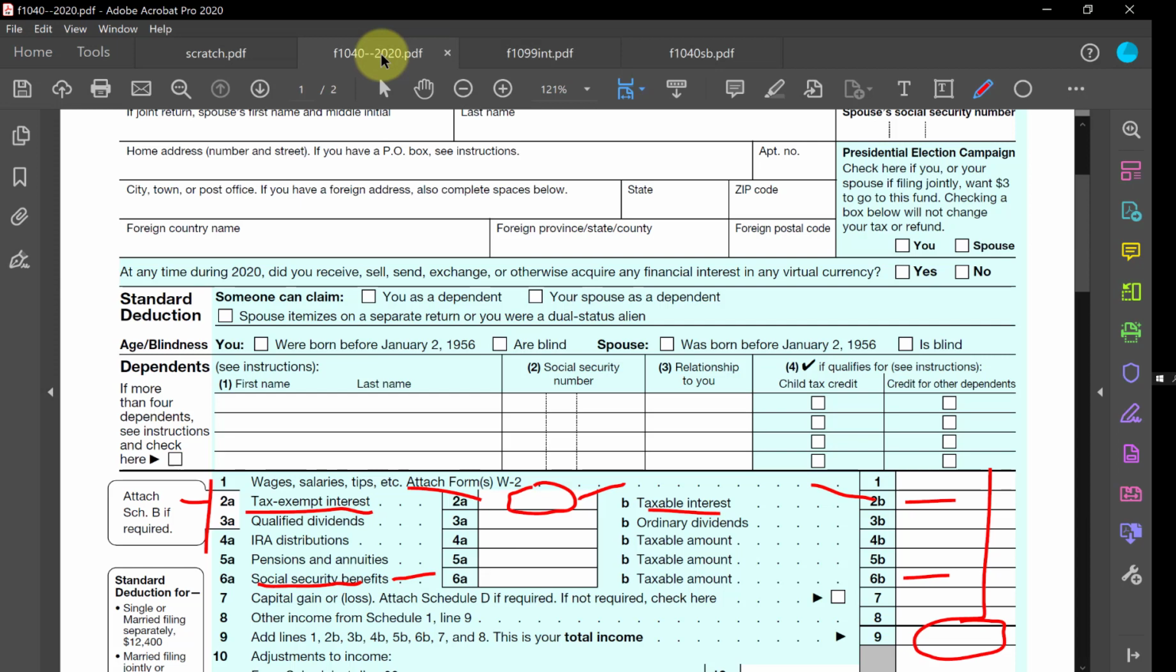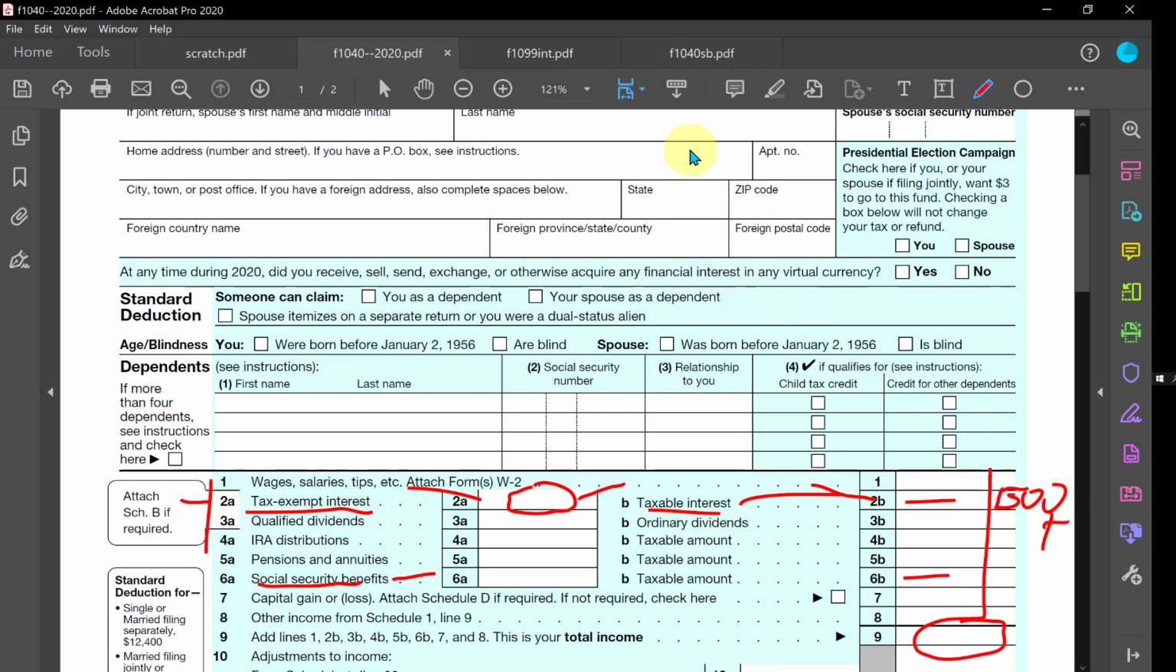Back here in the 1040 form, if the interest that you earn from the bank is less than $10, they're not required to send you a 1099 form, but you still got to report it here in line 2B. Now, if the total amount of interest you get is more than $1,500, what you have to do is now list out the different places you got the interest from.